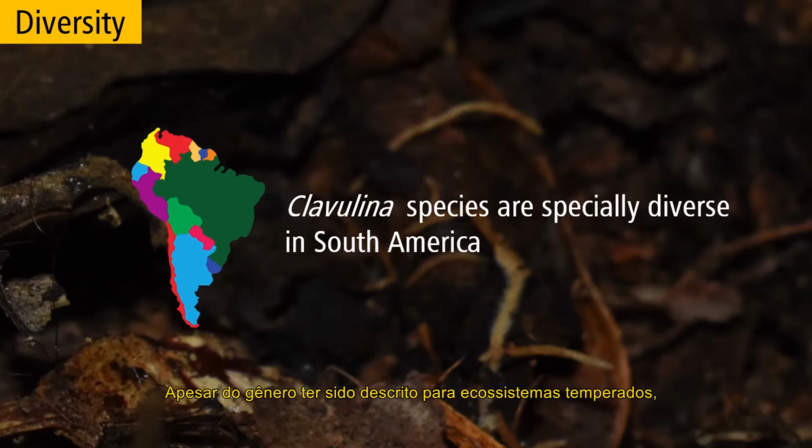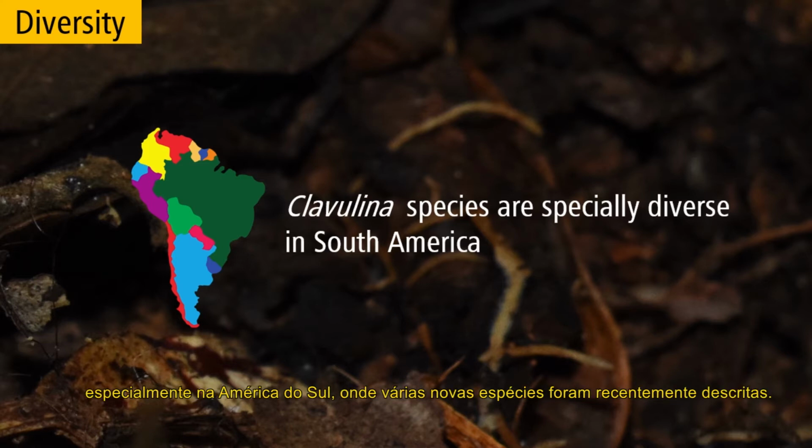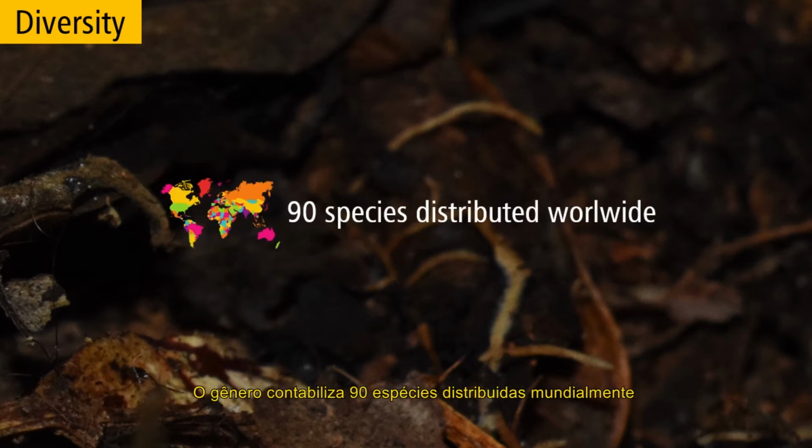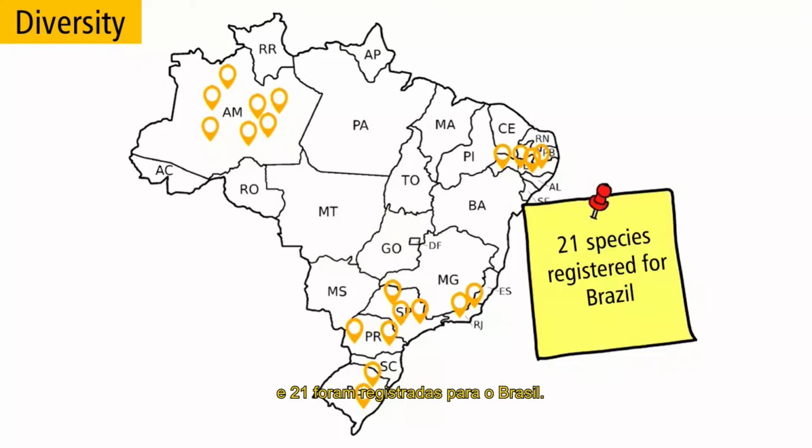Although Clavulina was first described from temperate ecosystems, recent studies show that species of Clavulina are diverse in the Neotropical region, especially in South America, where many new species have been recently described. There are 90 species distributed worldwide, and 21 have been registered for Brazil.